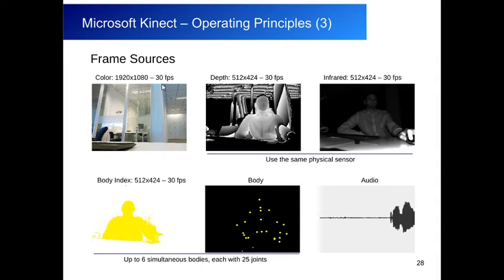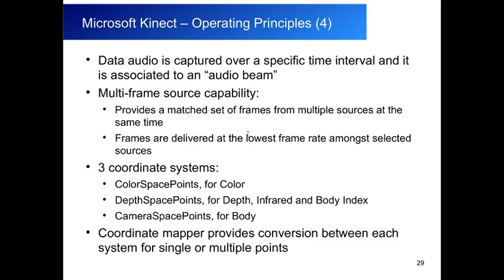You can have color, 30 frames per second. You can have it with higher resolution. There you can have depth information. Here you have the infrared sensors. Here you have body index. You can automatically have this kind of information from the camera. You also have body information and audio information that is retrieved by the microphones. So audio data is captured over a specific time interval, and it's associated to what they call an audio beam.